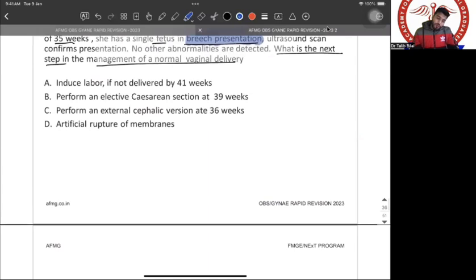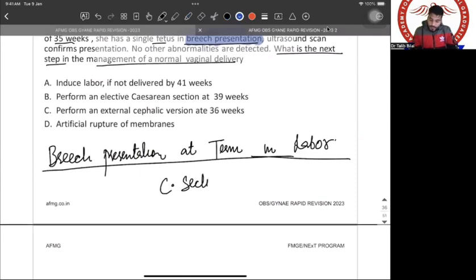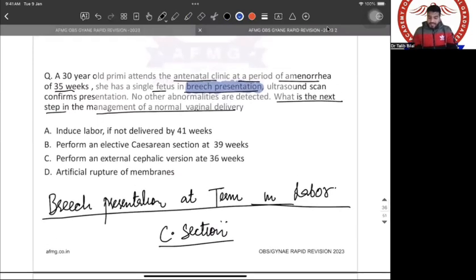Okay, so guys, I've already told you, moving to our main class discussion, breech presentation at term in labor, or breech presentation in labor, your management will always be cesarean section. What will be your management, guys? Cesarean section. Number one thing.